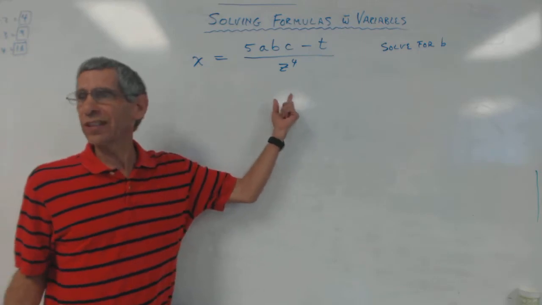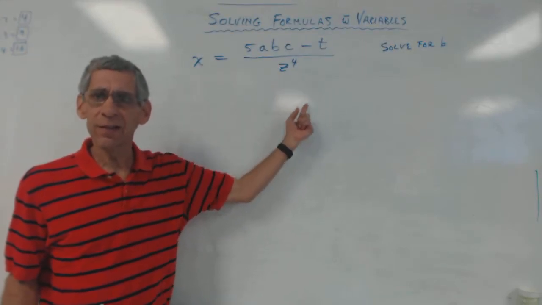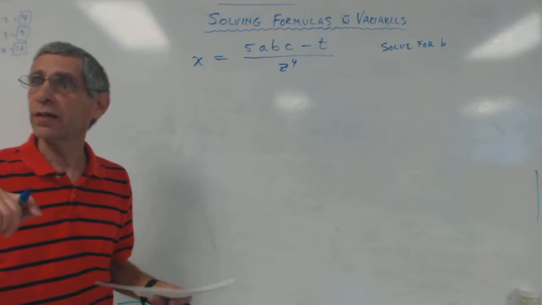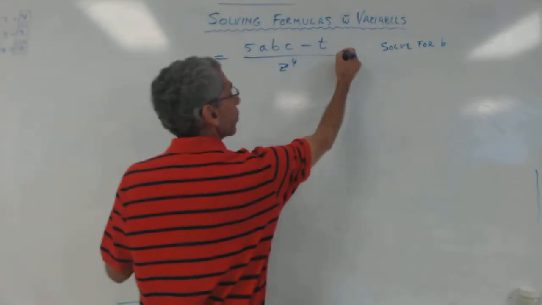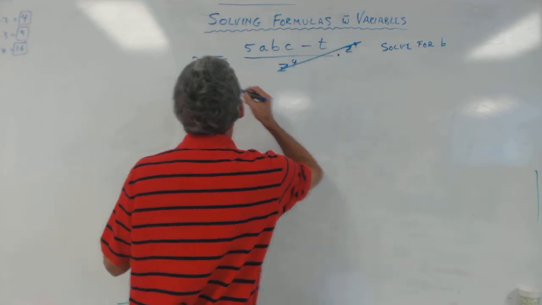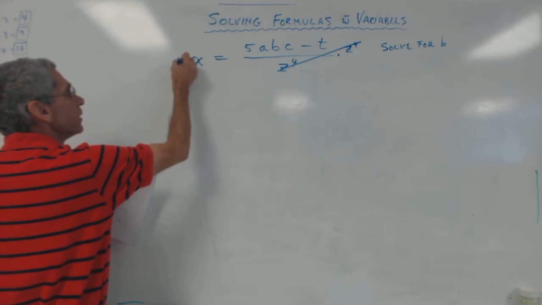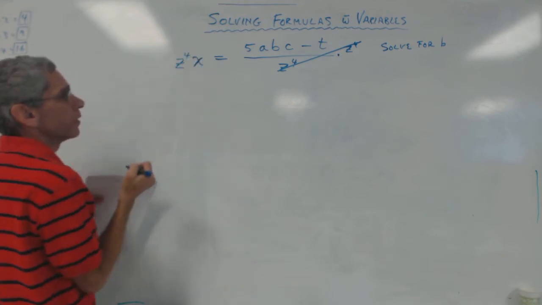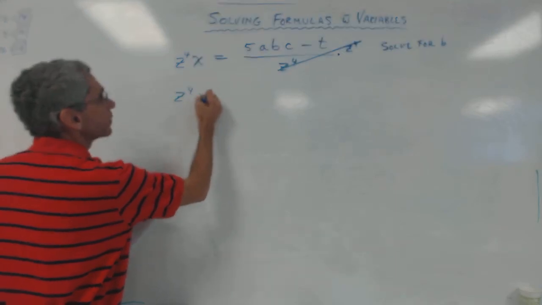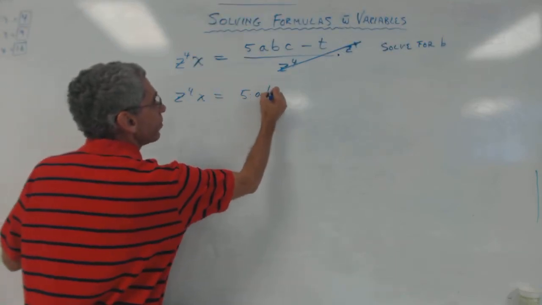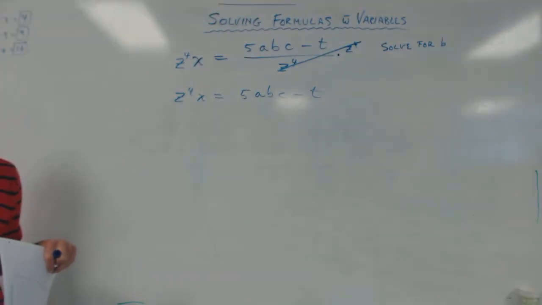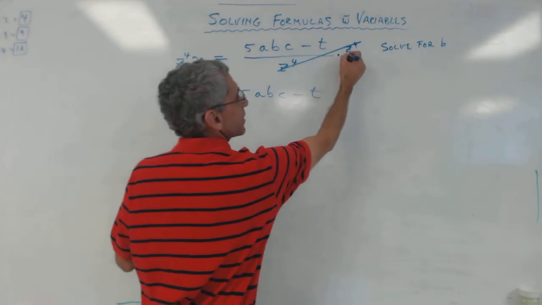What's in the way immediately? This z to the fourth power. And what can we easily do? If we multiply both sides times z to the fourth, those cross out. So then suddenly I have z to the fourth x is equal to 5abc minus t. Oh, this is much easier.